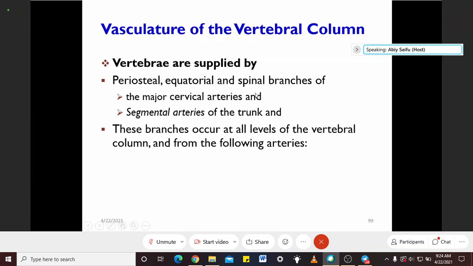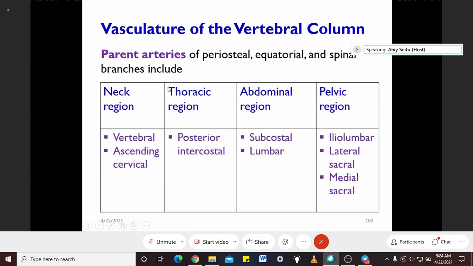From the cervical region and from the trunk, they are collectively called segmental arteries. The arteries found on the trunk include the posterior intercostal artery within the thoracic cavity, and the lumbar artery in the abdominal or lumbar region. Those are the parent arteries that give branches. For instance, in the neck region, the parent arteries are the vertebral artery, a branch of the subclavian artery, and the ascending cervical artery, which also arises indirectly from the subclavian artery.